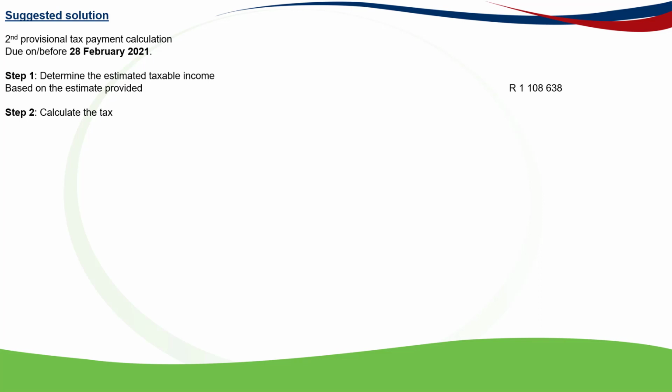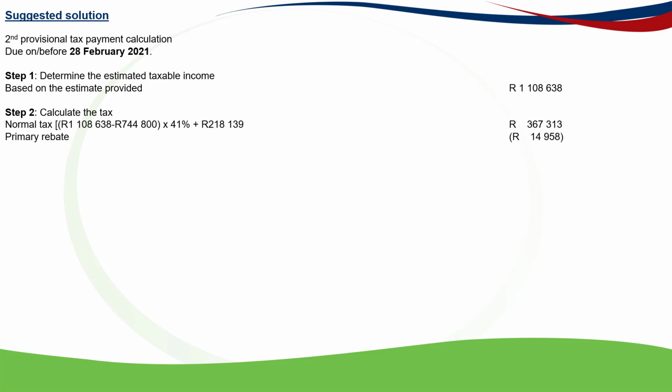The second step is to calculate the normal tax on the estimated taxable income. We will again make use of the current tax tables, and this results in the normal tax amount of 367,313. We need to take into account any applicable rebates. Now, for the second provisional tax payment calculation, we will not only take into account the primary rebates, but the medical tax credits as well, because the taxpayer made contributions to the medical aid fund in January 2021 as well as in February 2021.